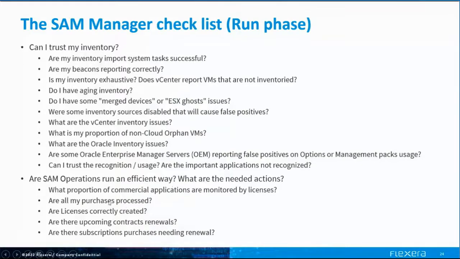Are all my purchases processed? Should I process the new purchase orders because we had a contract renewal? Somebody nicely imported purchases, but the licenses are not linked to them. Are my licenses correctly created? Are there upcoming contract renewals? And are there subscriptions purchased that need renewal?